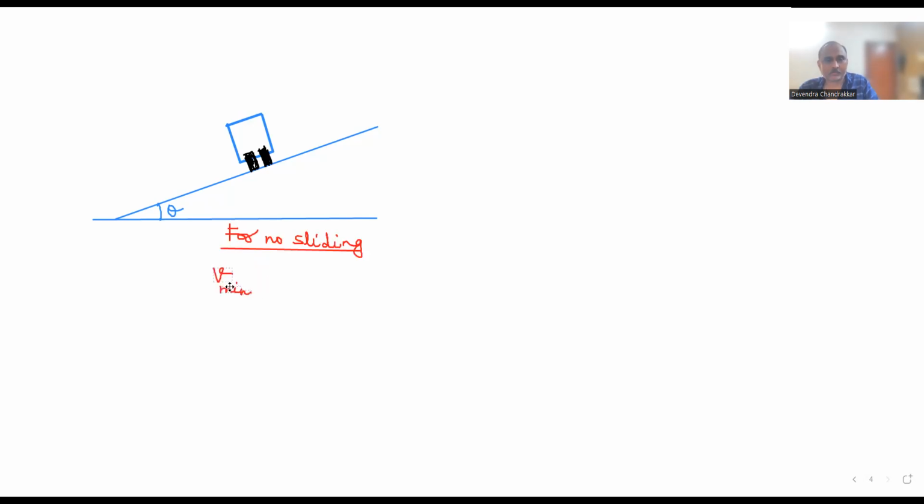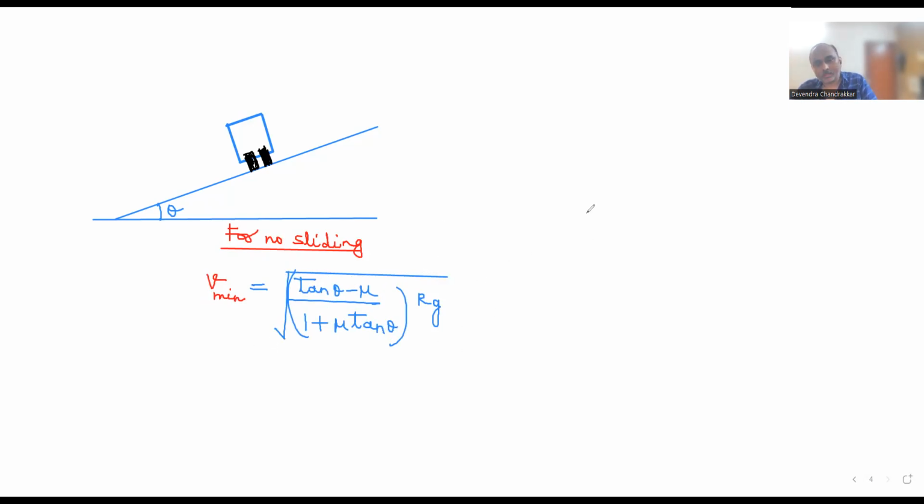For that, the velocity is the minimum velocity, and that is equal to root of (tan theta minus mu) upon (1 plus mu tan theta) into Rg. This derivation is already there in the recorded session. Please go and watch it.